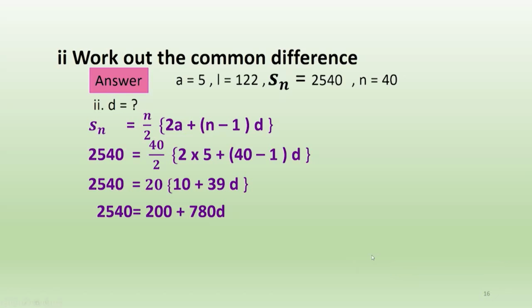equals 40 divided by 2 makes 20, and 20 multiplied by (10 plus 39d). How is 39 coming? We have to simplify the thing in the bracket: 40 minus 1 makes 39. So then we got 2540 equals 200 plus 780d. So how did I get that? By simplifying and removing the bracket.